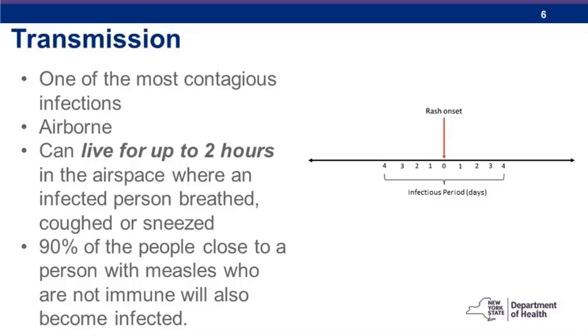Measles is so contagious that up to 90% of people who are not immune to it and who are exposed to either a person sick with measles or were in the same area as them up to 2 hours later will themselves also become infected.